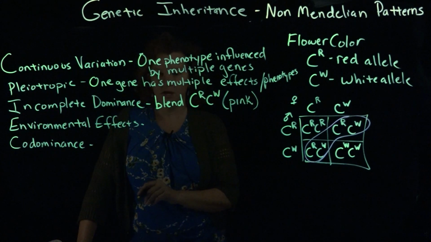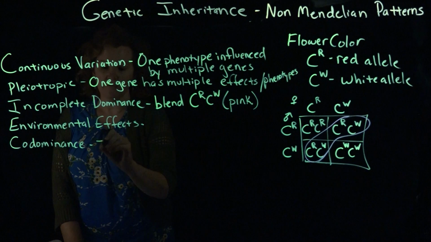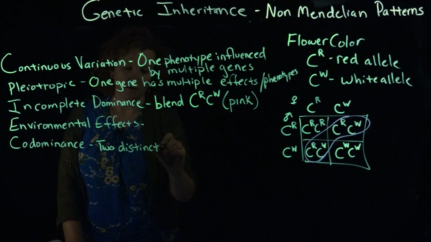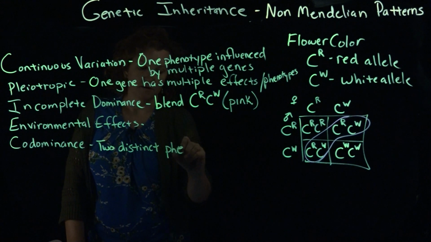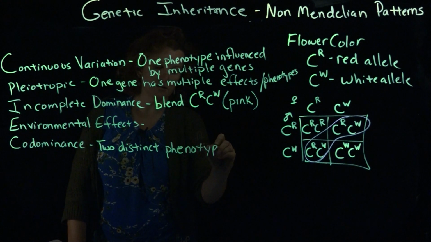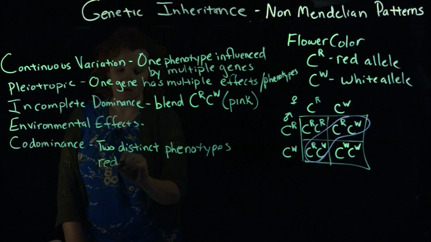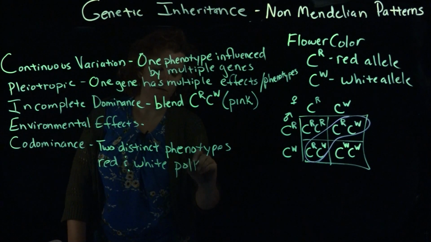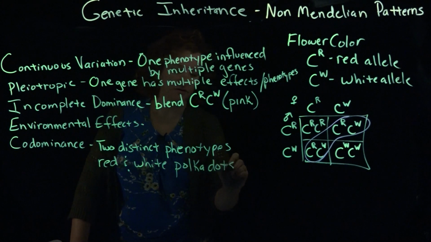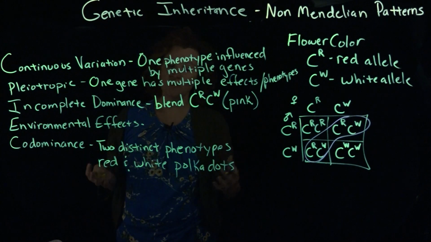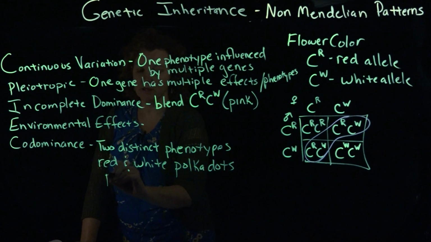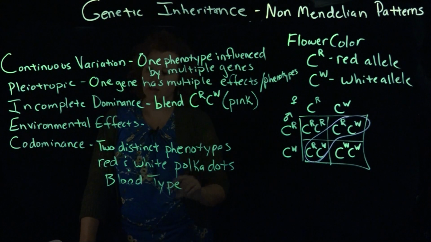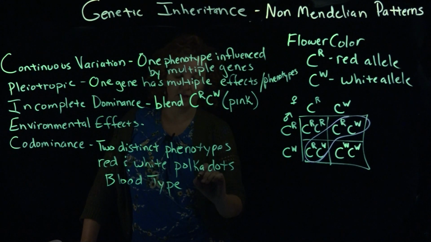That's different than codominance, because in that case you have two distinct phenotypes. So I wouldn't get pink. What I might get is something like red and white polka dots, so I would see both of them there, or red and white stripes on my petals. So I would see very distinctly both. One of the places we see this a lot in humans is in blood type, because with blood type we have one codominant arrangement. We have the type AB.